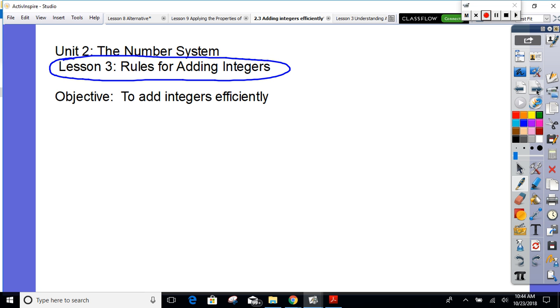And the objective of this lesson is adding integers efficiently. So on Friday, we worked on adding integers using the number line. So we had to count every time we did this on the number line to figure out what our answer was. Today, we're going to be doing some numbers that maybe don't fit on our number line, that are bigger numbers. So we need a system for adding those numbers. So that's the goal for today.